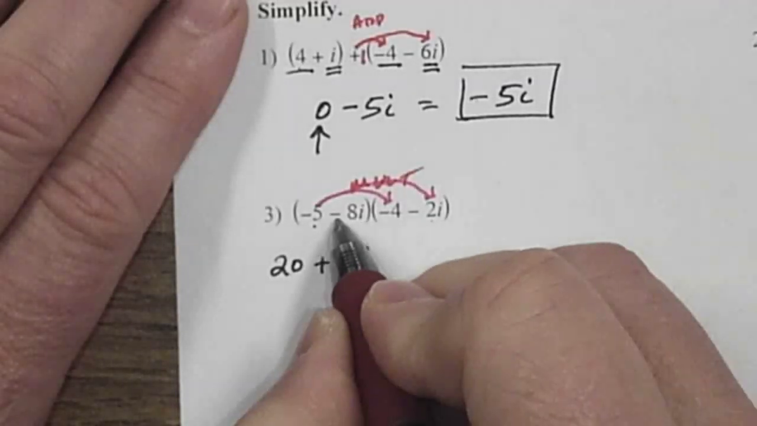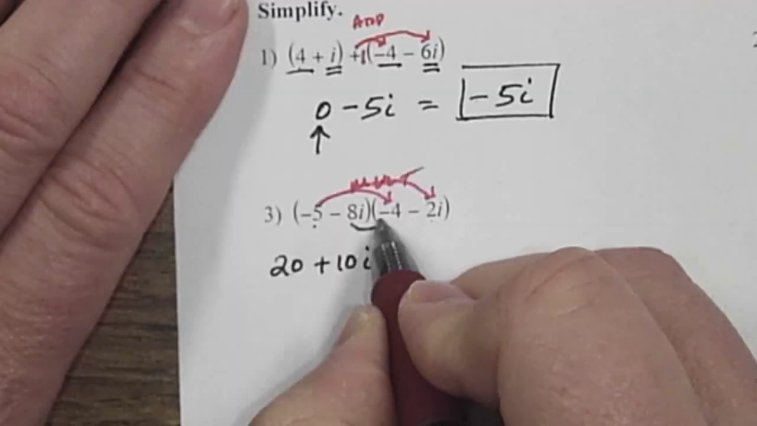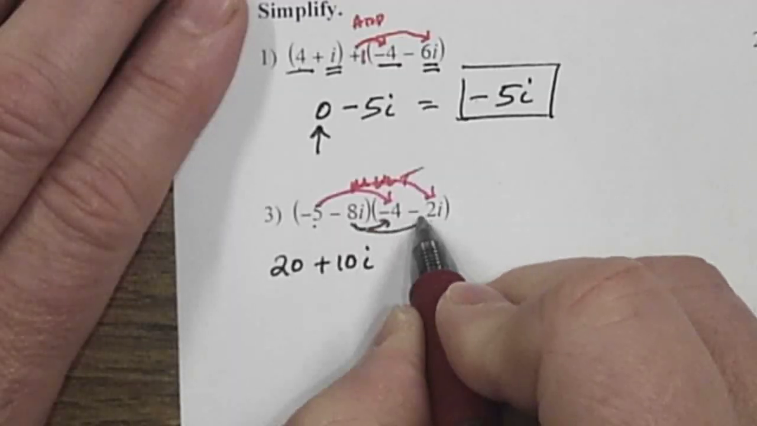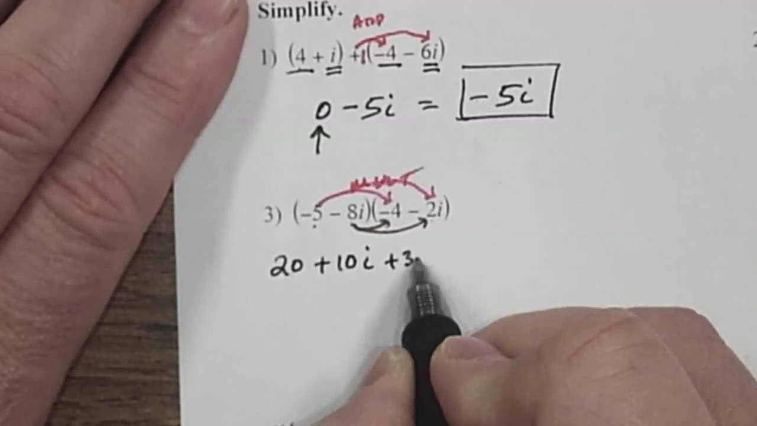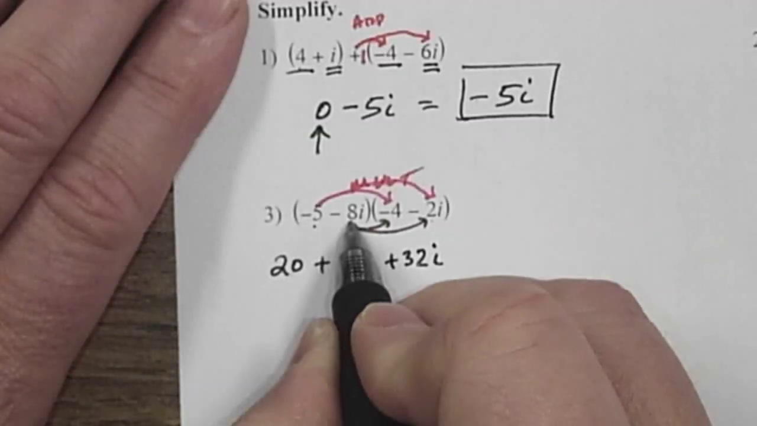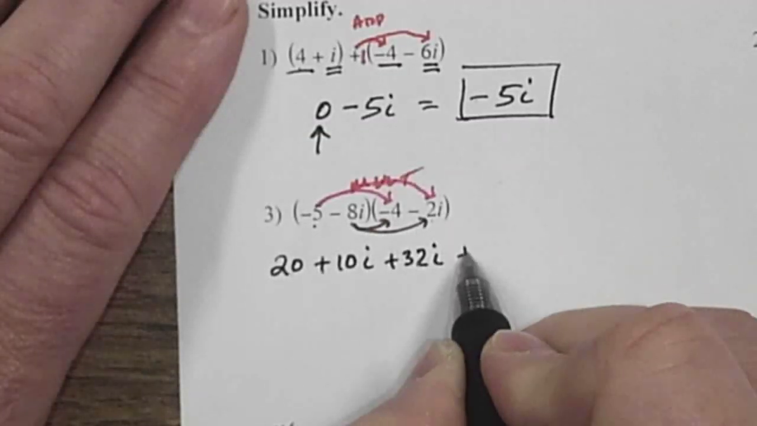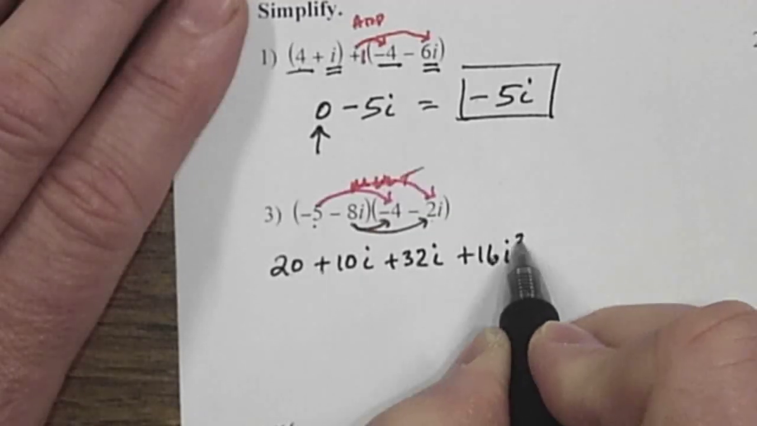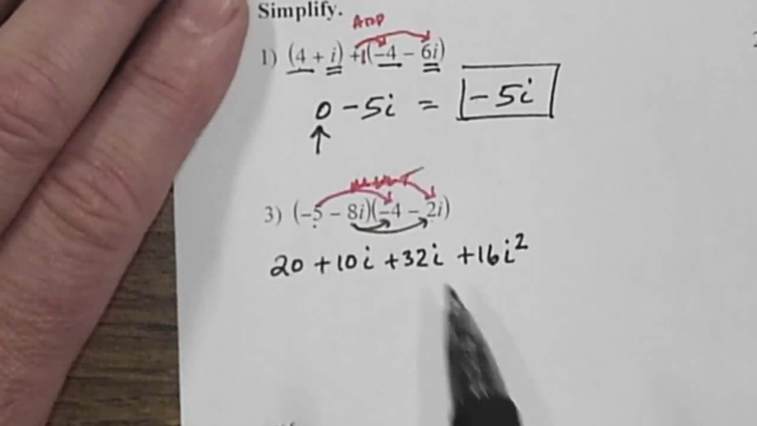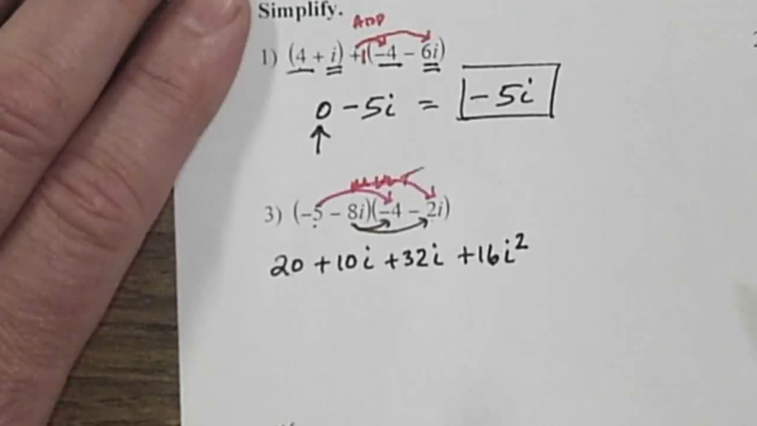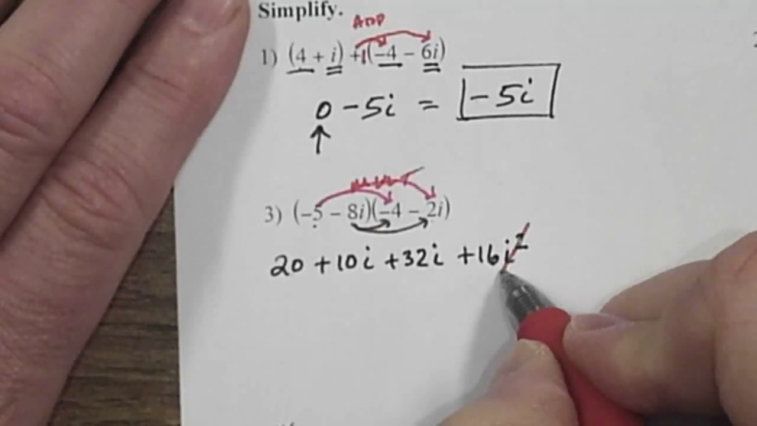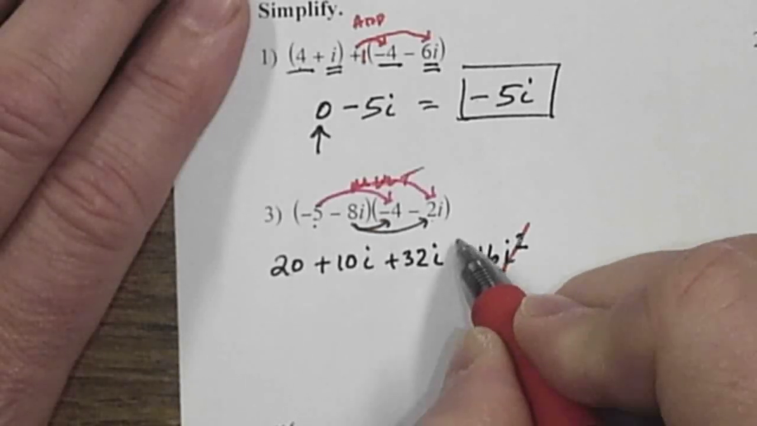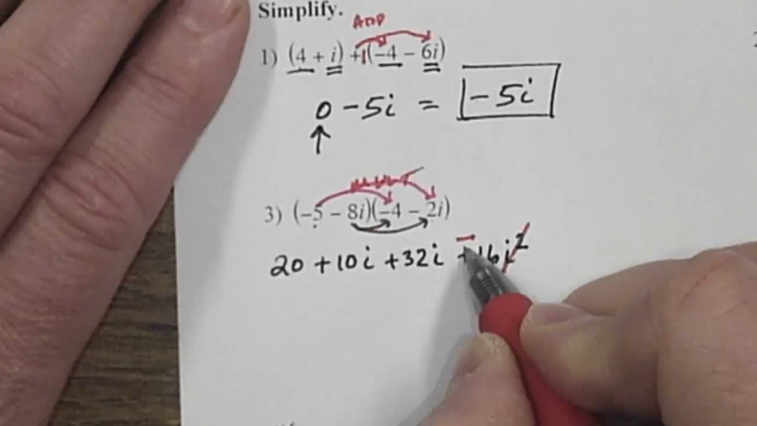Then we go -8i. -8i, it's a negative, times both of those. So -8 times -4 is a positive 32, and there's an i. -8 times -2 is a positive 16, and there's an i squared, because i times i. Now this is where the i squared equals -1. This is -1, and -1 times positive 16 turns it into a -16.